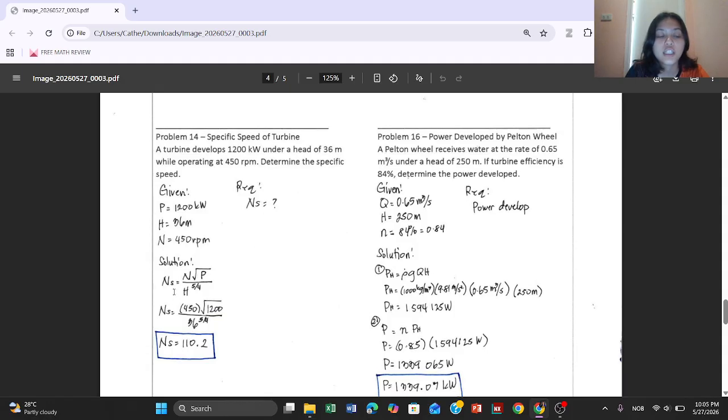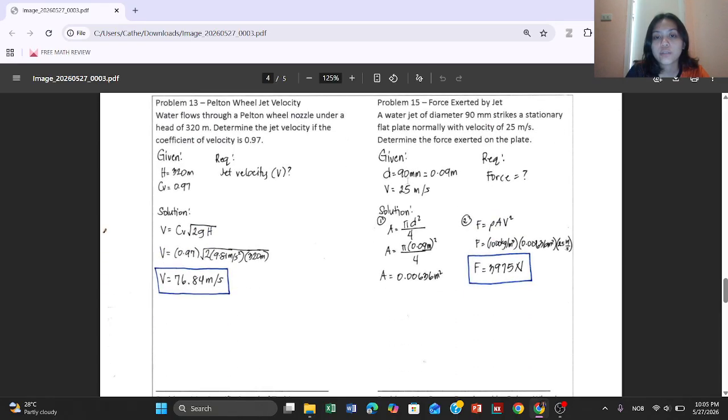The solution for this problem: we have a formula for specific speed equal to speed times the square root of the power over the head raised to the power of 5 over 4, and we can get a specific speed value of 110.2 RPM.